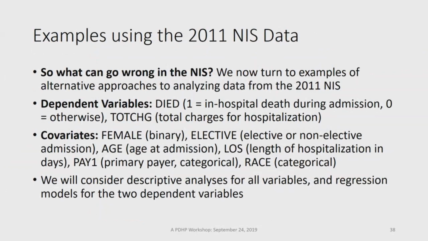Okay, so let's start to get into some examples, since I know that's what many of you are here for. Given this massive problem in the JAMA article about the NIS data in general, we started with some initial examples of what can go wrong in the NIS data if these things are being ignored, just to motivate here. So we looked at a couple different dependent variables, whether or not a person died in the inpatient visit, and then the total charges for the hospitalization. Then we looked at a variety of different covariates that you can see here. And we looked at descriptive analyses for the variables and regression models for the two dependent variables in this case.